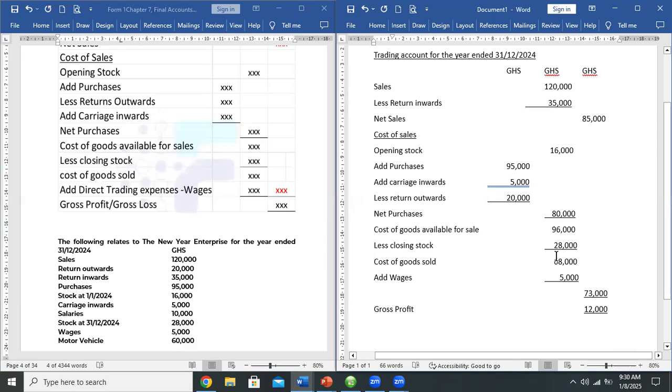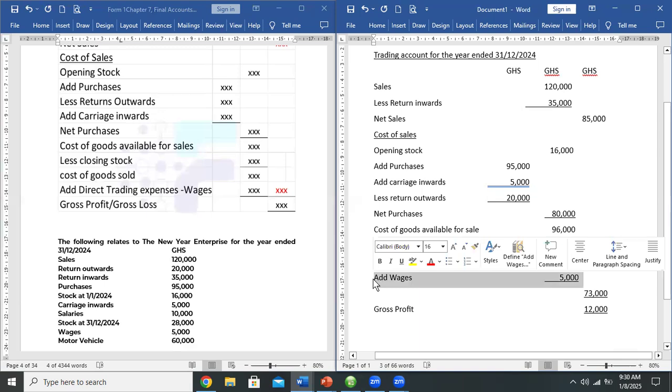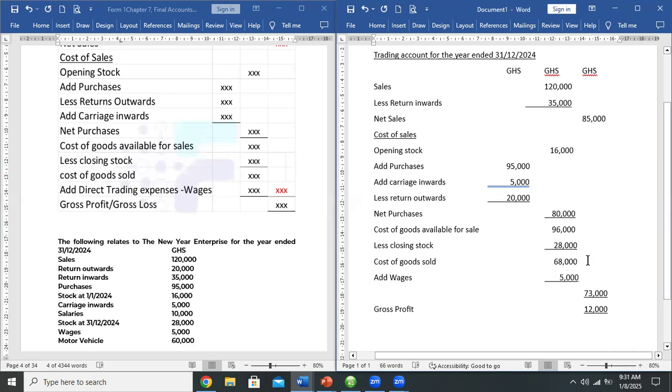Again, the last bit is if there is no trading expense, like wages, then your cost of goods sold would have come under the third column, because then that will be your cost of sales. Okay, so watch out for some of these things.